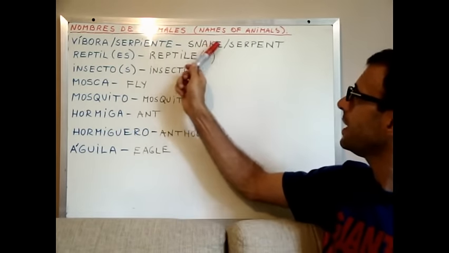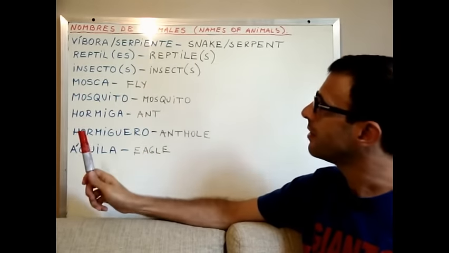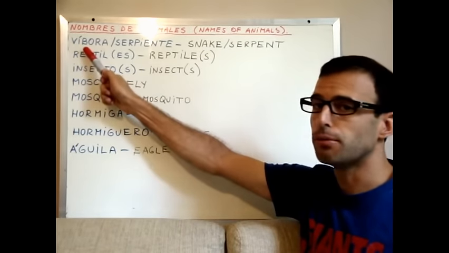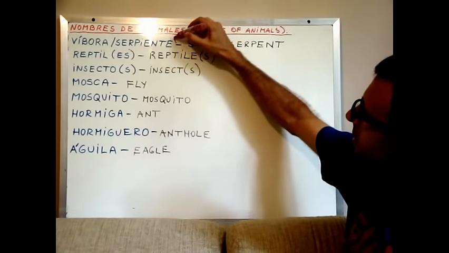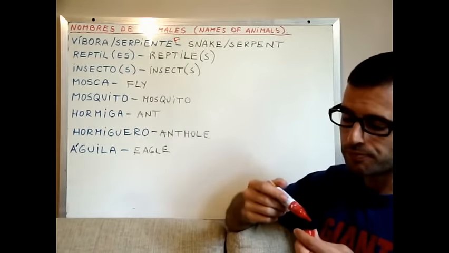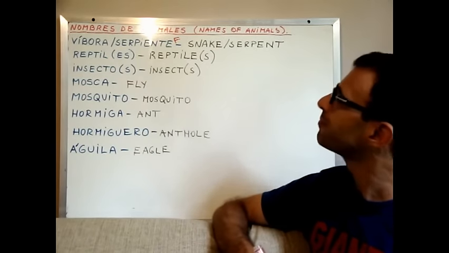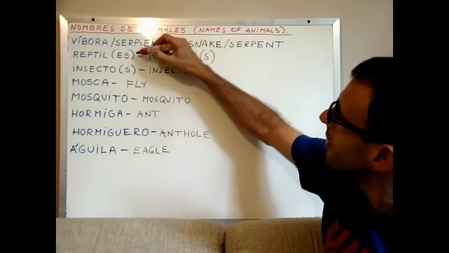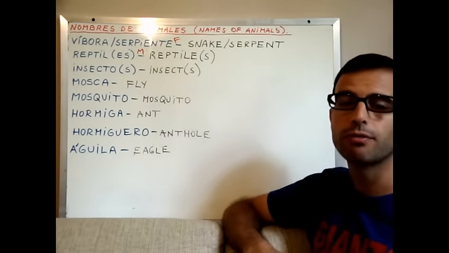So let's see. For snake or serpent we have víbora or serpiente. These are feminine words, okay? La víbora or la serpiente. Both are feminine. The word for reptile is reptil. Snakes and serpents are reptiles, right? Reptiles. So reptil is masculine. El reptil for singular, los reptiles for plural.